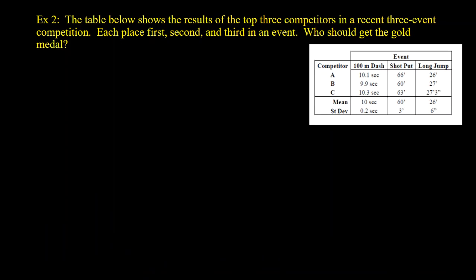Chapter 5, Example 2. The table below shows the results of the top 3 competitors in a recent 3-event competition. Each placed first, second, and third in an event. Who should get the gold medal? The problem here is we have 3 events that we can't really compare. We need to assign points to each one. We want to say which result is the most unusual.